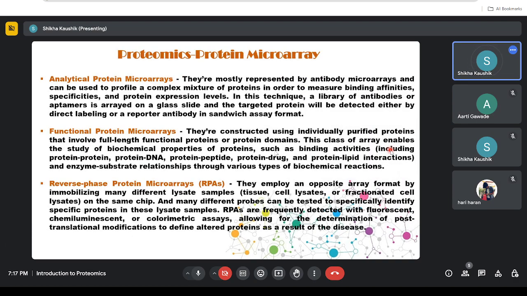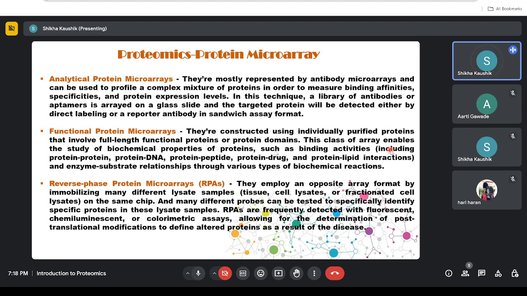So protein microarrays are of three types. One is the analytical protein microarray, which is basically for analyzing. They are mostly represented by antibody microarrays and can be used to profile a complex mixture of proteins in order to measure binding affinity, specificity and protein expression level. So in analytical, we are analyzing. So we are using a library of antibodies or aptamers on a glass slide, and the targeted protein will be detected either by direct labeling or a reporter antibody in a sandwich assay format. So generally ELISAs and other things are done in that way.